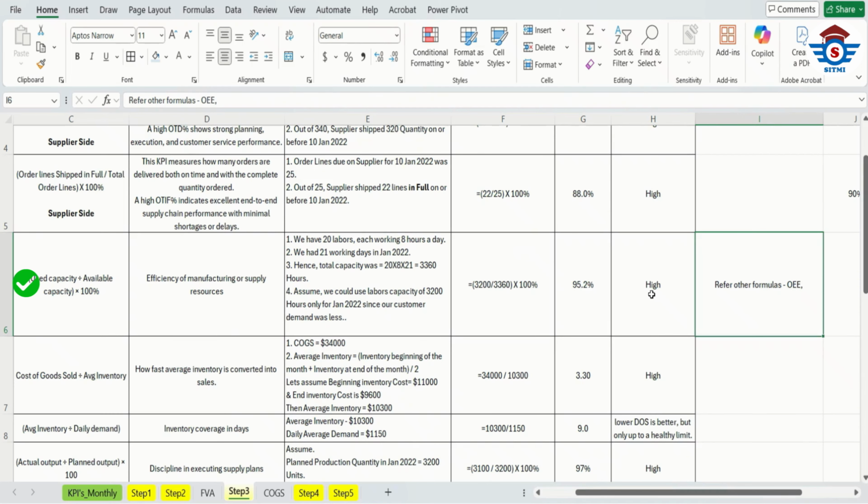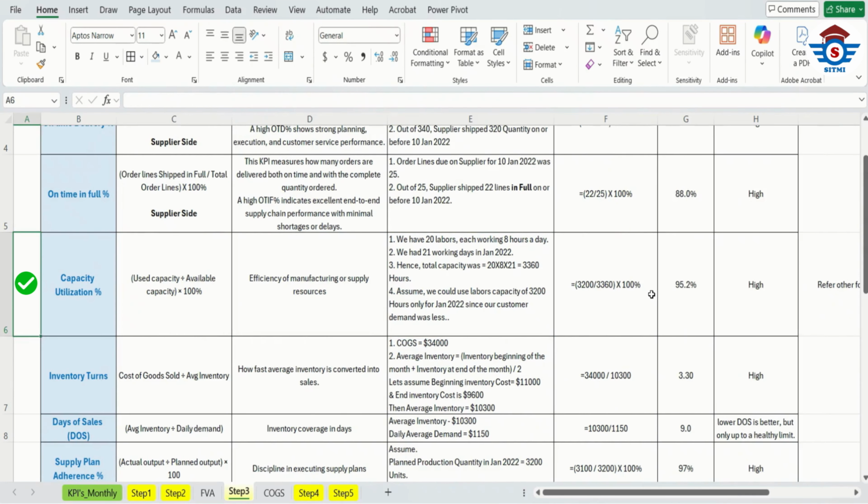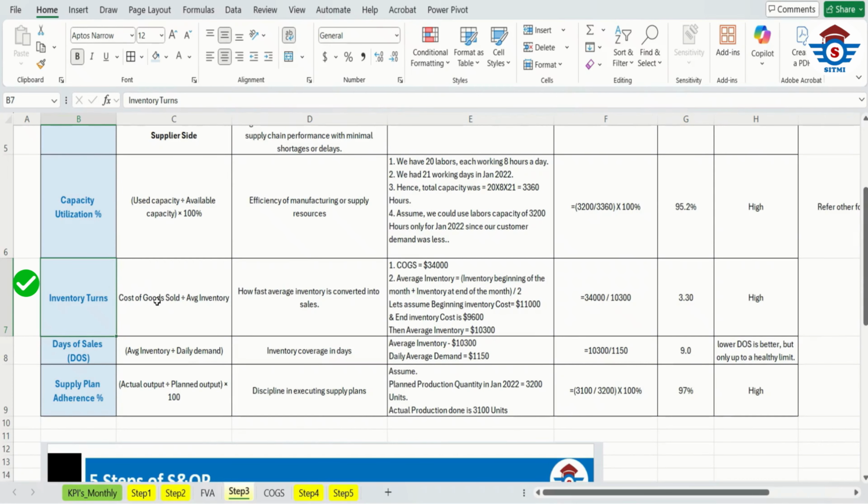Now, there are multiple other formulas also. You can also refer to the overall equipment efficiency metric as one more formula to understand capacity-related calculations for the equipment or manufacturing machine's capacity. The next formula is inventory turns. Inventory turns is nothing but how fast our average inventory is converted into sales, and it is always better to convert the average inventory into sales as fast as possible.